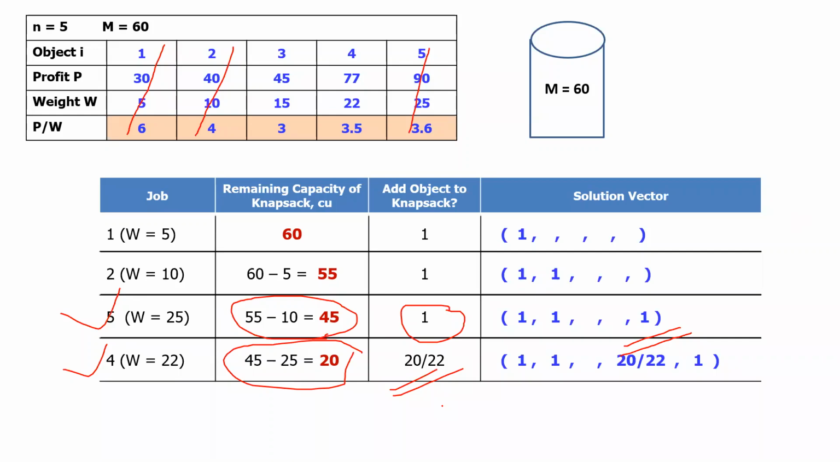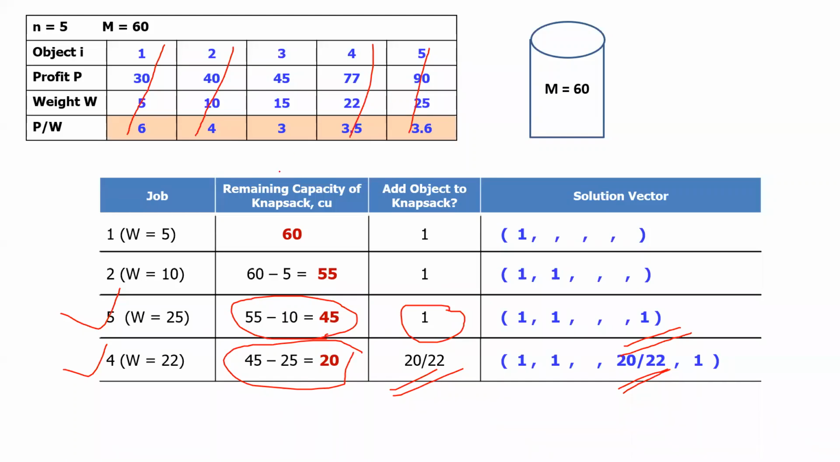Only that much of object 4, I can fill it into the bag. Now here at the 4th location in the solution vector, I'll fill it up with the fraction 20 by 22, which indicates that object 4 is partially filled into the bag. Now, the 4th item is also gone. It's partially filled into the bag.